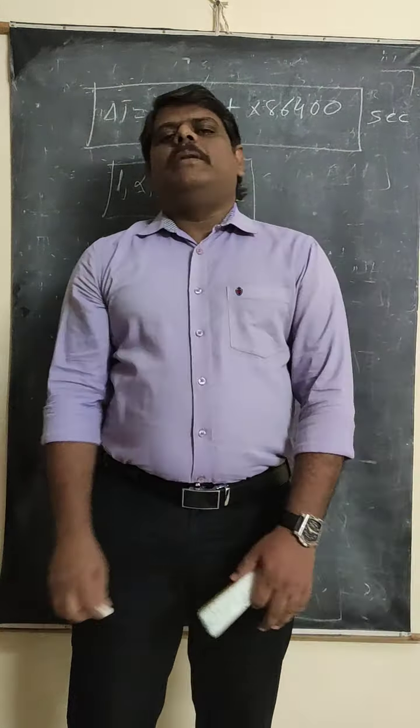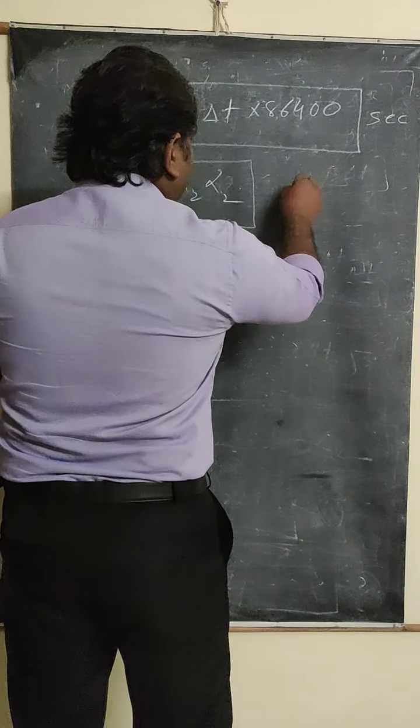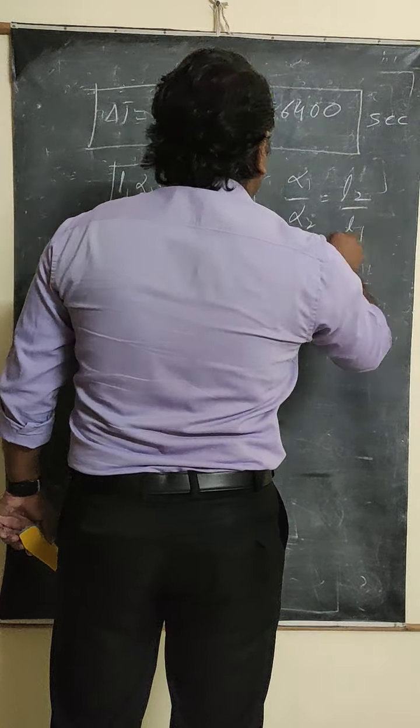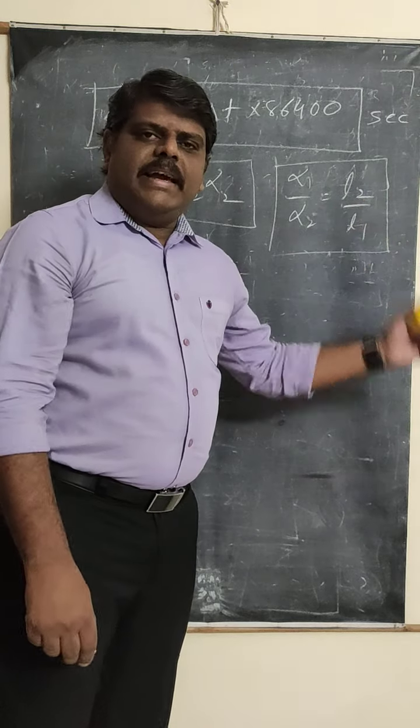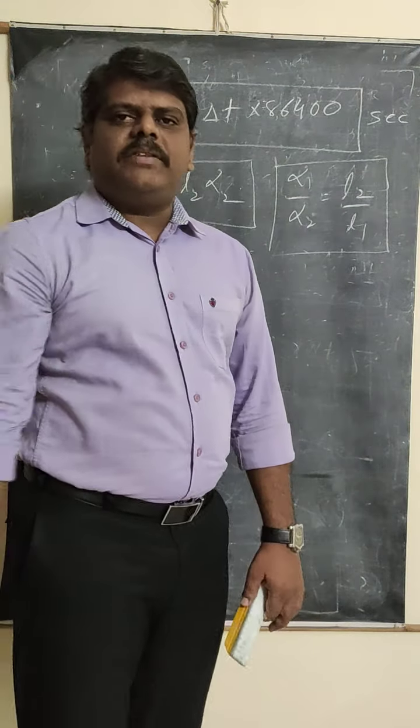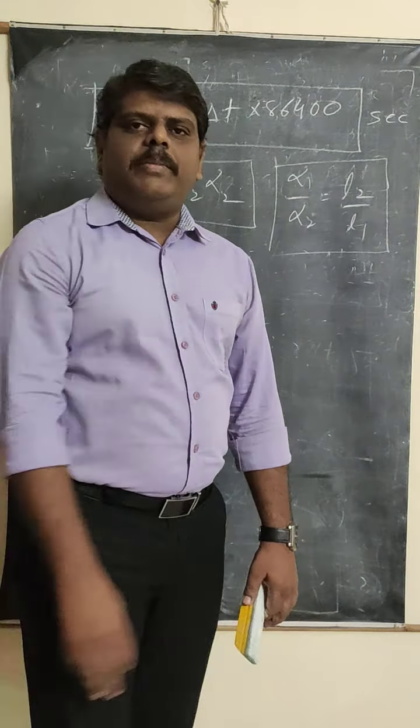What does that mean? The lengths of the rods are inversely proportional to the coefficients of linear expansion. That means it can be written as alpha 1 by alpha 2 is equal to L2 by L1. The coefficients of linear expansion are inversely proportional to their initial lengths. Then the difference between the lengths remains constant. This is one more formula you need to remember.